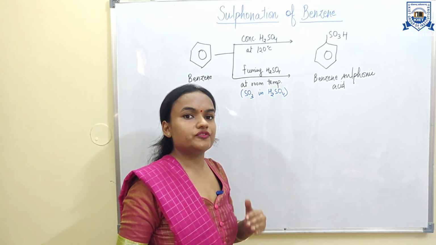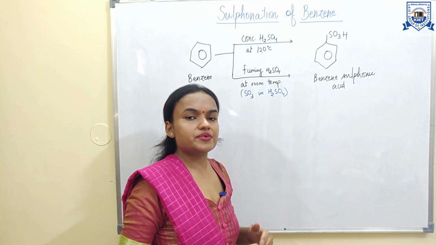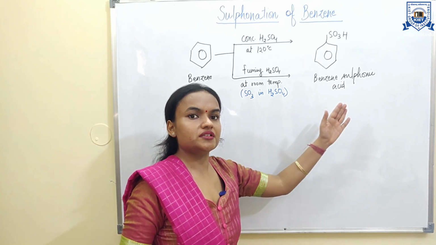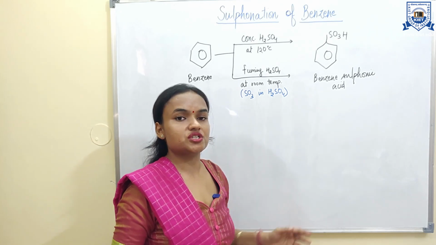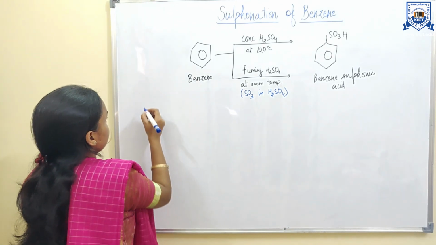The next step is the attack of the electrophile on the benzene ring to form the carbonium ion. The third step is the loss of the proton to form the main product, that is the substituted product, which in sulfonation is benzene sulfonic acid. So let's see the mechanism.